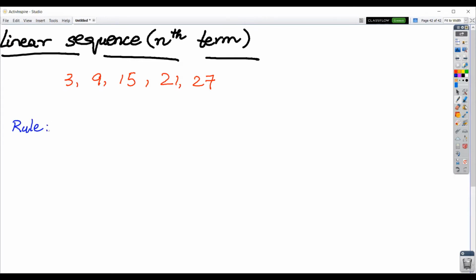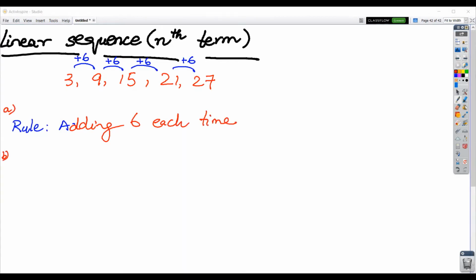The rule of the sequence is the connection from the first term to the second term, from the second term to the third term, and so on in the whole sequence. I can see that every time we are adding 6. This is an increasing sequence, and every time we are adding 6. So 3 plus 6 makes 9. 9 plus 6 you get 15. 15 plus 6 gives 21, and 21 plus 6 is 27. So from here, we know that the rule of this sequence is adding 6 each time.